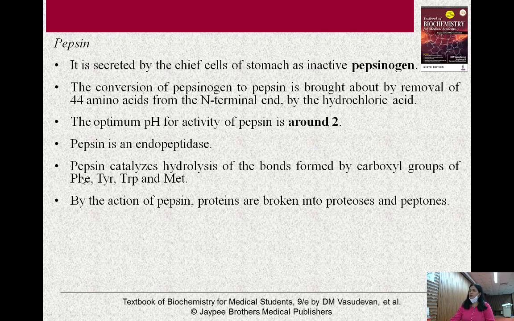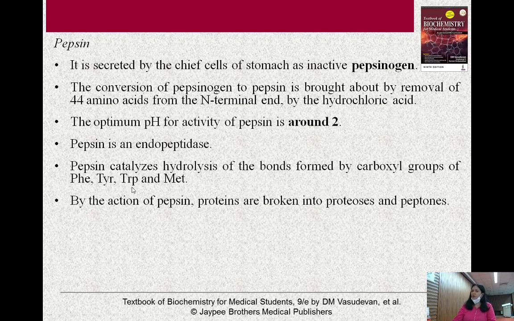The proteolytic enzyme which is present in the gastric juice is pepsin. And from where do you get pepsin? You get pepsin from pepsinogen. How do we get pepsin from pepsinogen? With the action of hydrochloric acid, which is produced by the parietal cells. You get pepsin from pepsinogen by cleaving 44 amino acids from the N-terminal end. And once this pepsin is produced, it is an endopeptidase, and it will act on the internal peptide bonds of particular amino acids.